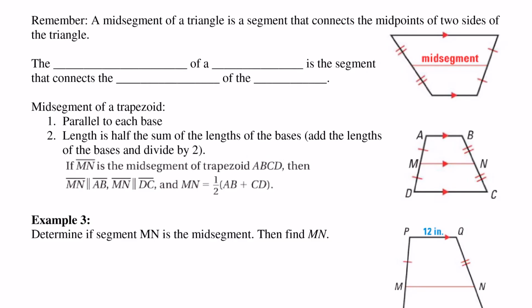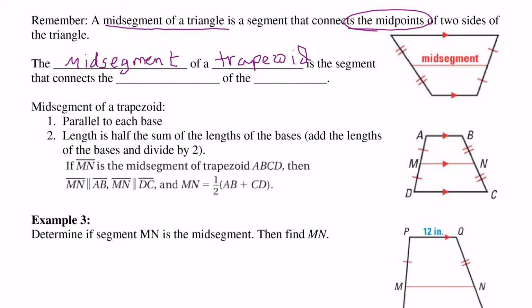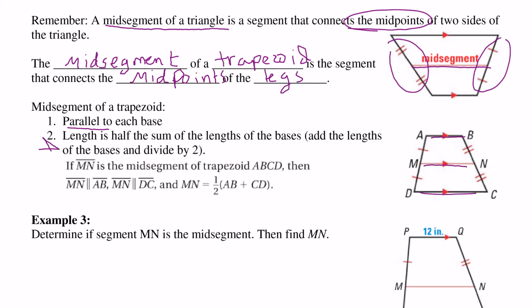On this one, we have to remember that a mid-segment of a triangle connects the midpoints of two sides. So the mid-segment of a trapezoid connects two midpoints in our trapezoid. You have to find the midpoint of each of the legs, and then we connect those together. Two big things to remember: it's parallel to the bases, so all three segments will be parallel to each other. The other big thing is that its length will be half the length of the two bases added together.